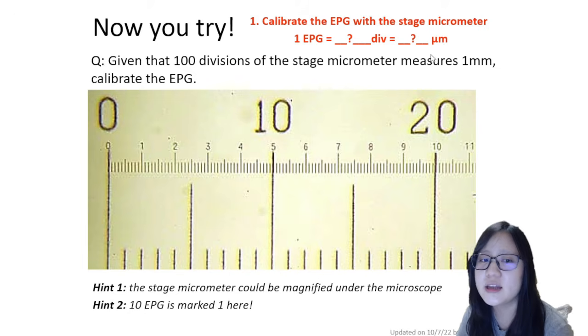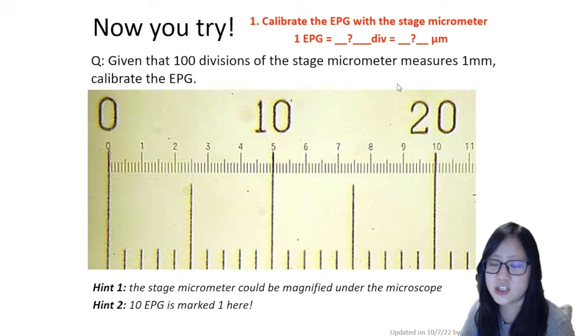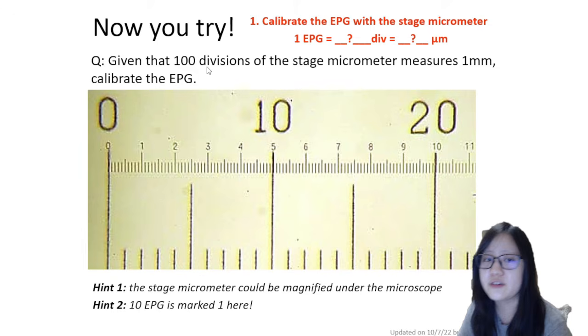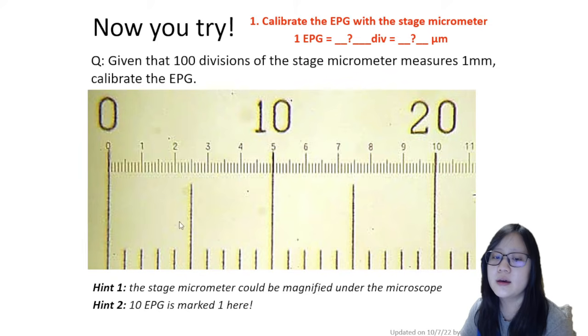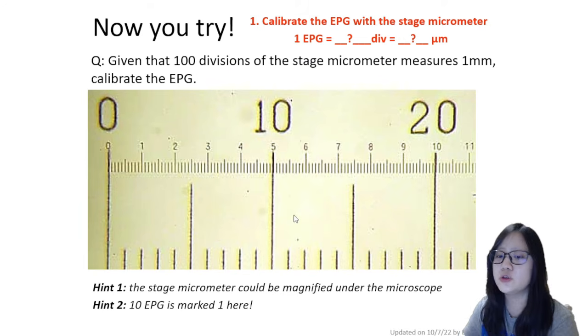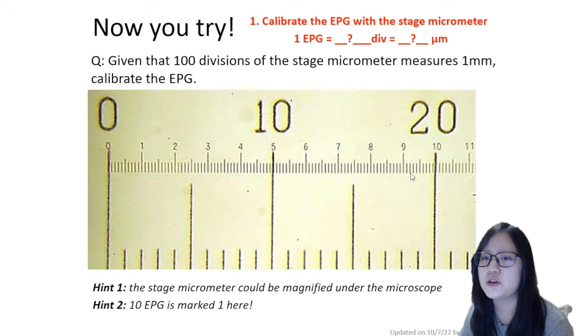Okay, try this. Given that 100 divisions of the stage micrometer measures 1 millimeter, calibrate the eyepiece reticule. The first thing you need to know again is to calibrate, right? There are 2 big things that you should think of here. Number 1, the stage micrometer could be magnified under the microscope, so you use that information to derive which is your eyepiece reticule and your stage micrometer.